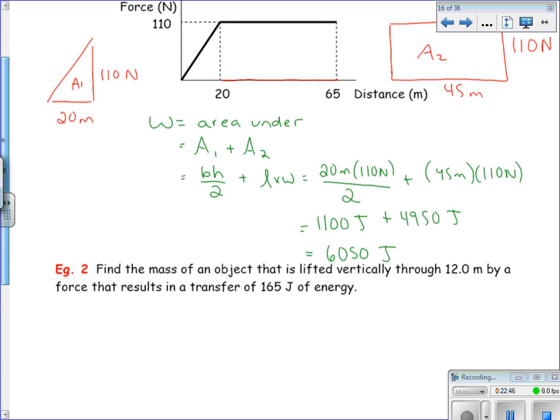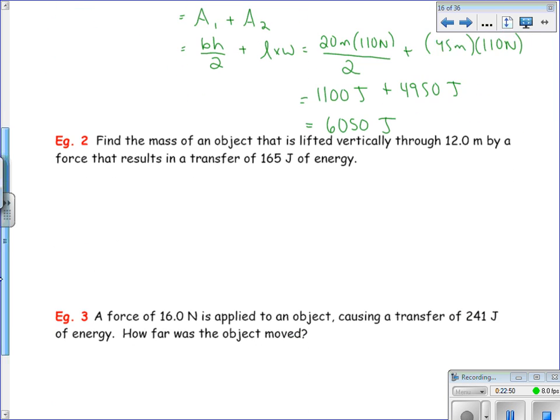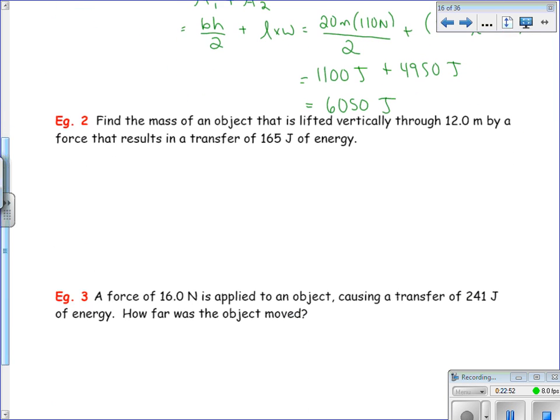Okay, then we also have to work with situations where we have to rearrange the formula to find a different variable. So we want to find the mass of an object that is lifted vertically through 12 meters by a force that results in a transfer of energy equal to 165 joules. So sorry, that's change in energy, which is also equal to work. And we're looking for mass. So we've got a change in energy. Work is equal to change in energy, which in this case is equal to the change in gravitational potential energy.